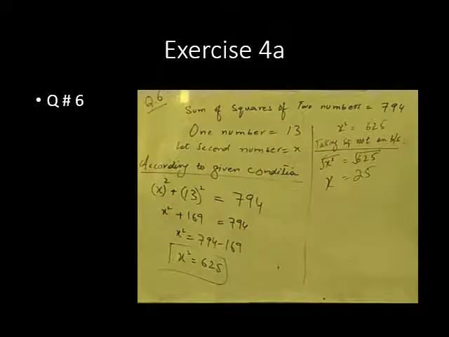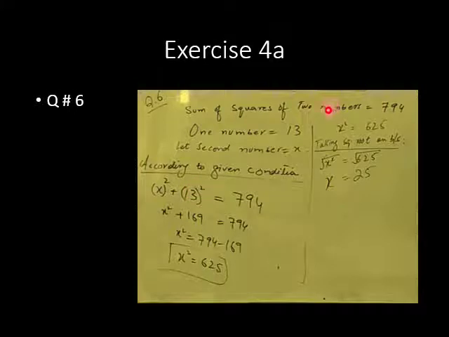Next question is question number 6. The sum of the squares of two positive whole numbers is 794. If one of the numbers is 13, find the other. The question has provided only one number. We have to find out the second number. First requirement is the sum of the squares of two numbers is 794. One number is 13. The second number, we have to assume it is x according to the given condition.